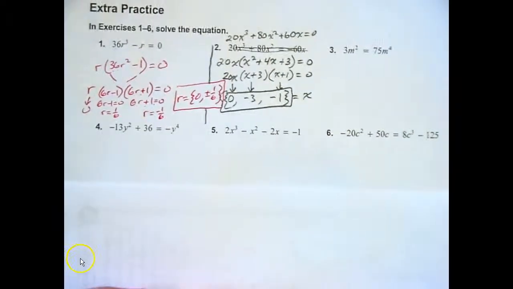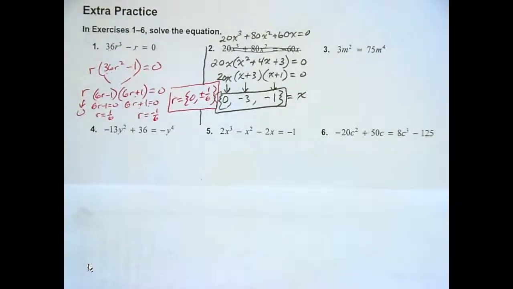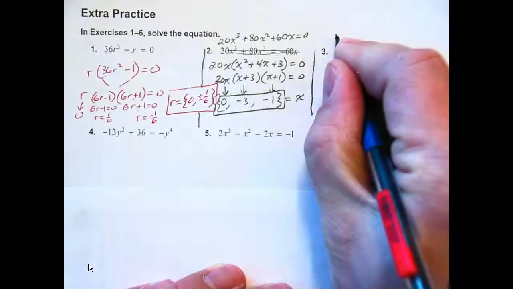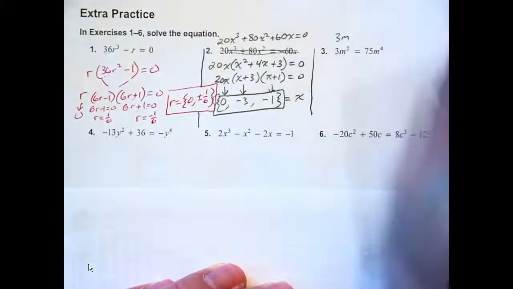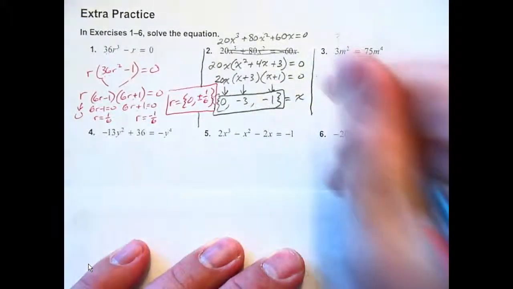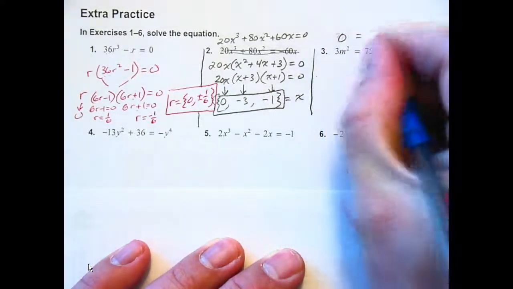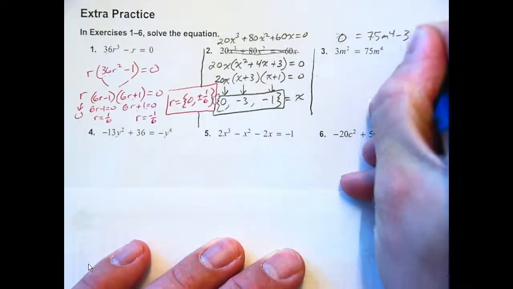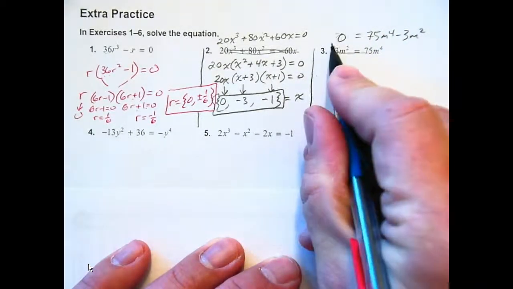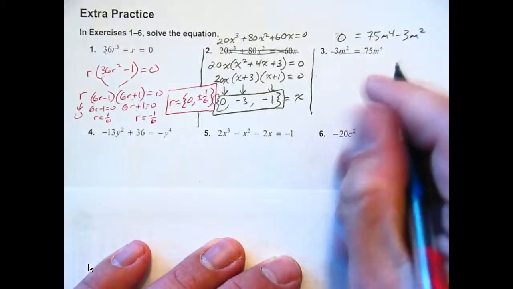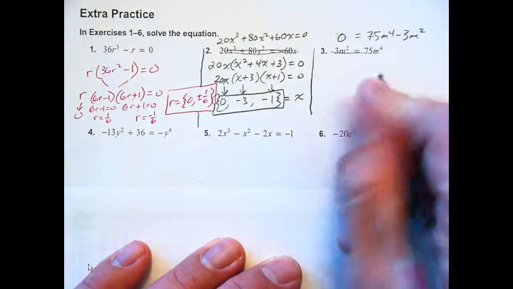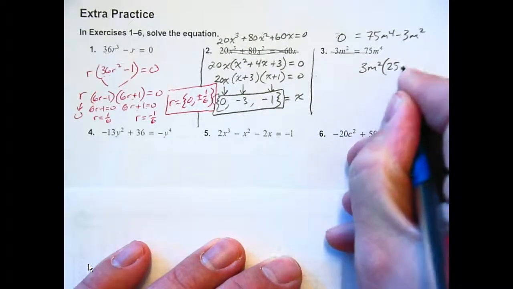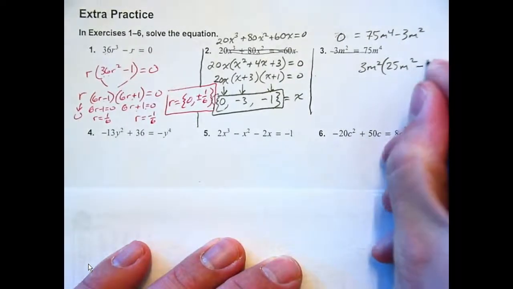Again, as I'm walking around, ask questions if you got them. All right, number 3, let's set it equal to 0. So 0 equals 75m to the 4th minus 3m squared. Okay, so that becomes that. We then factor from there. We can pull a 3m squared out, which gives me 25m squared and 1.